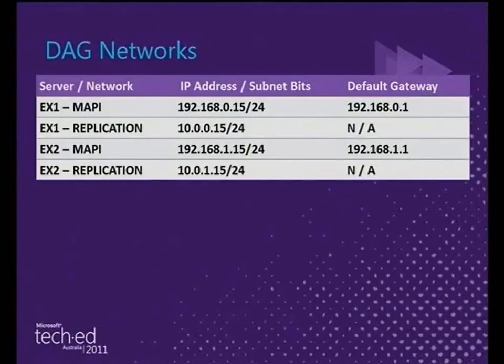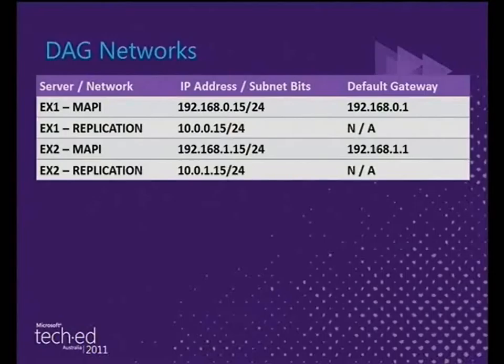Let's look at a slight variant, though. Now I've got the same exact servers, except now EX1 and EX2, they're on different subnets. They're maybe in different data centers. Maybe one's on one floor in the building, the other's on another floor. Maybe one's in one building, the other's in another building. Doesn't matter. They're just on separate subnets. In this case, EX1 has its MAPI on 192.168.0, and EX2's MAPI is on 192.168.1. Similarly, EX1's replication is on 10.0.0, and EX2's replication is on 10.0.1.